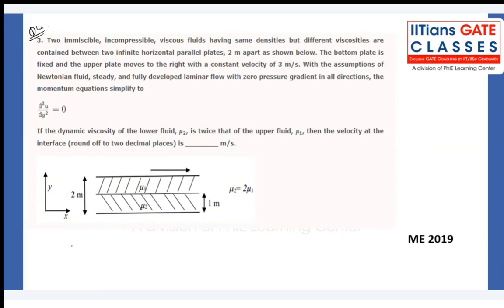Correct, 1 meter per second is correct. With the assumptions of Newtonian fluid, steady and fully developed laminar flow, with zero pressure gradient in all the directions, the momentum equation simplifies to d square u by dy square.